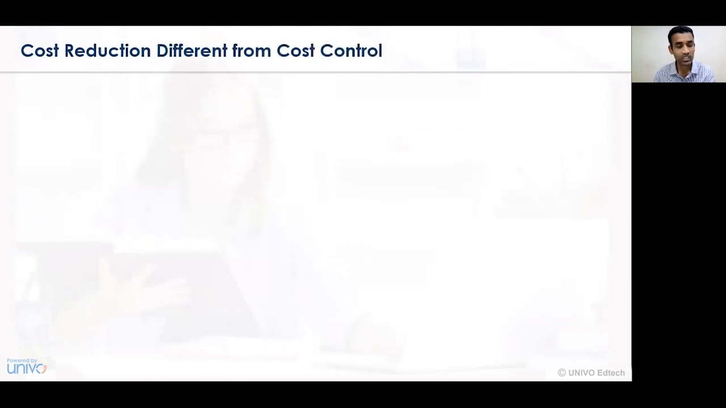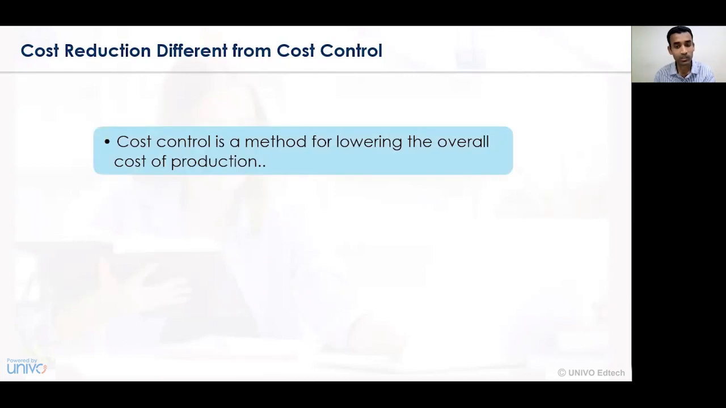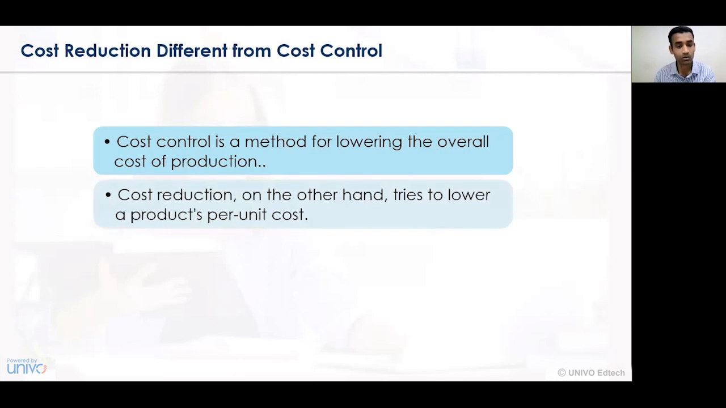Now let's understand the differentiation between cost reduction and cost control. Cost control is a method for lowering the overall cost of production, and cost reduction, on the other hand, tries to lower the product's per unit cost. So that's the major differentiation between cost reduction and cost control. Cost control focuses on lowering the overall cost of production, that is the total cost, which includes the direct material, direct labor, direct expenses, prime cost, factory cost, work cost, production cost, selling and distribution cost, and so on. So that is the perspective of control on the total cost, which is cost control.